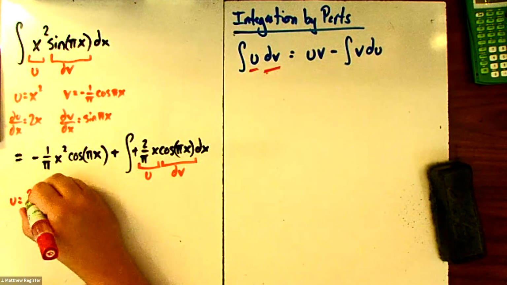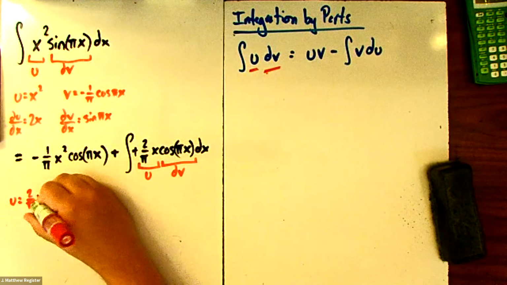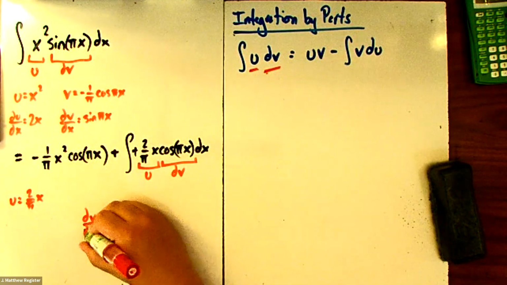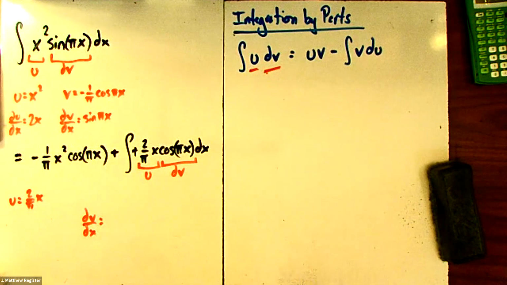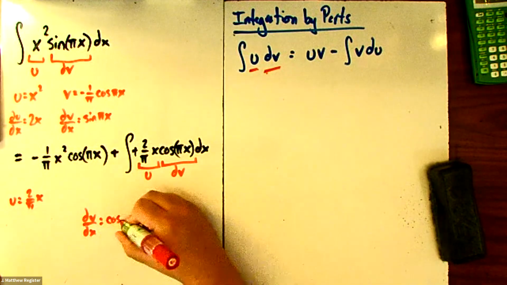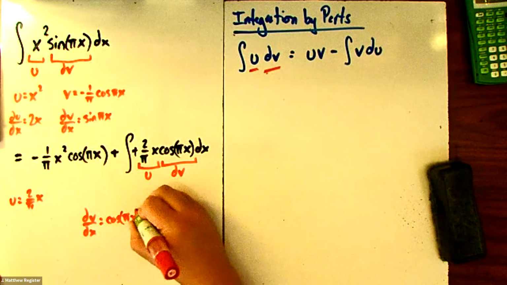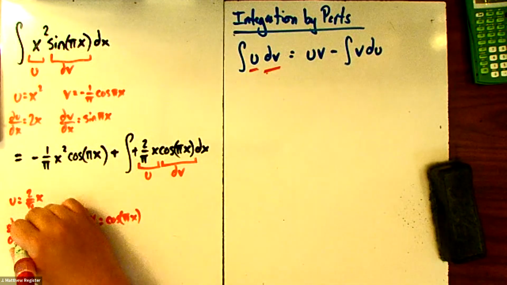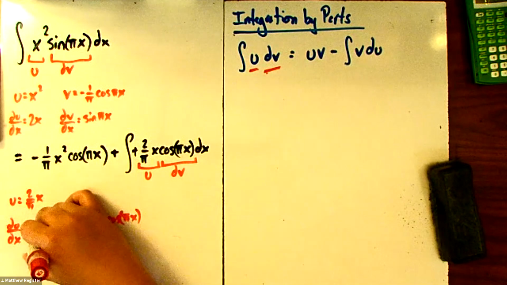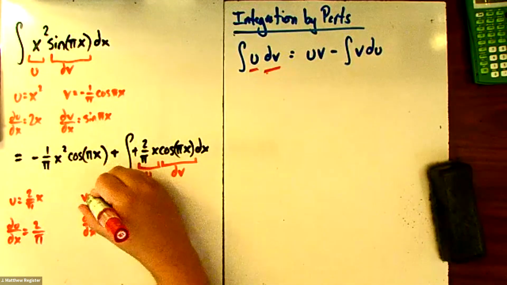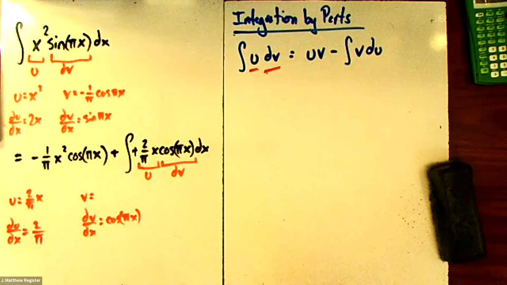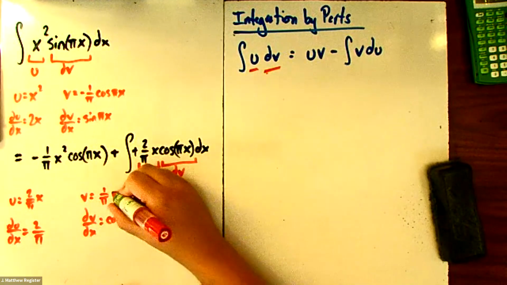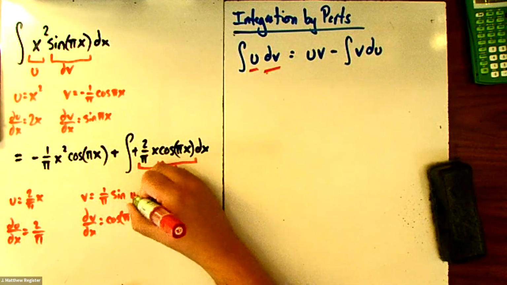And so u is 2 over pi times x. dv dx is going to be equal to cosine of pi x. Our du dx is now equal to 2 over pi. And our v is now going to be equal to 1 over pi sine of pi x.